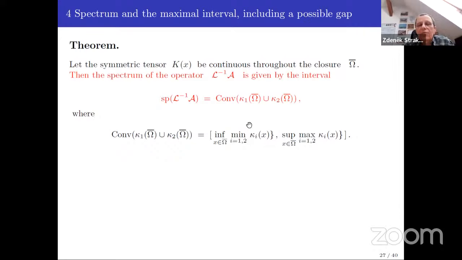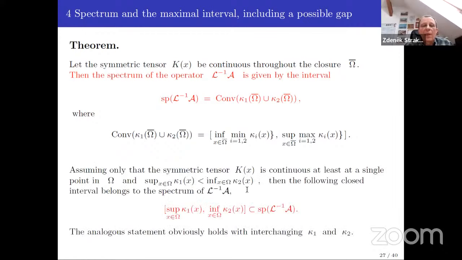What about if kappa 1 is, say, a constant, much smaller than kappa 2? It means that in this case, actually, this would be the convex hull of these two constants, the whole interval between them, which in some sense is a very bad message for the Laplace preconditioning.